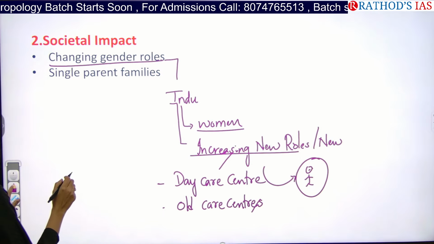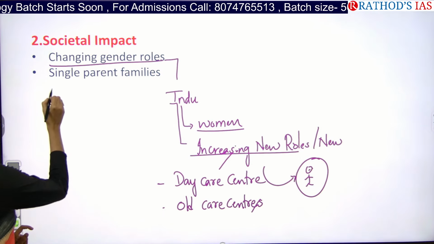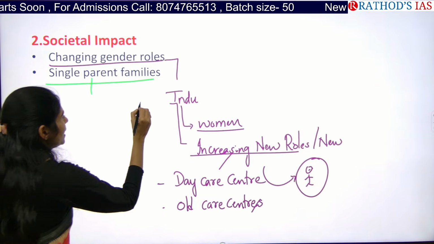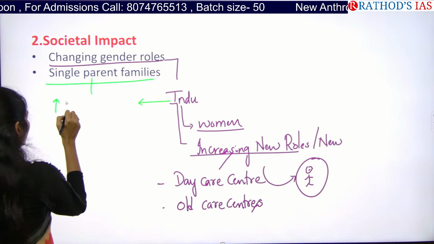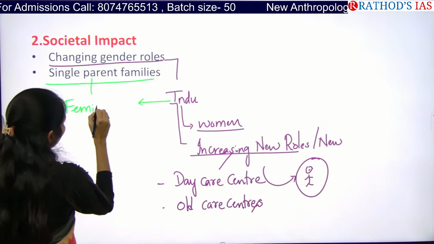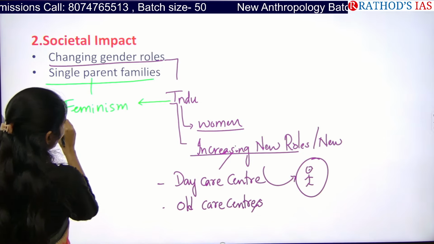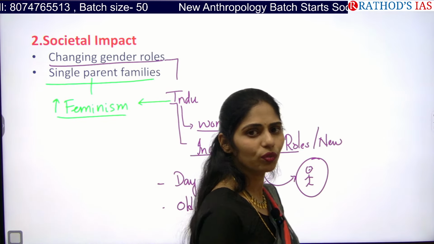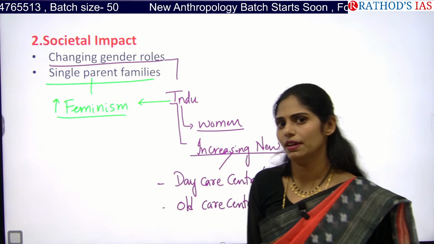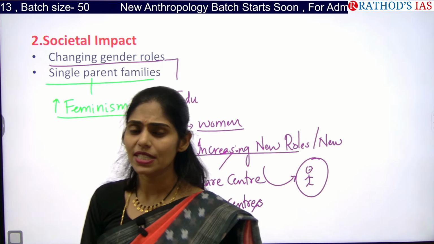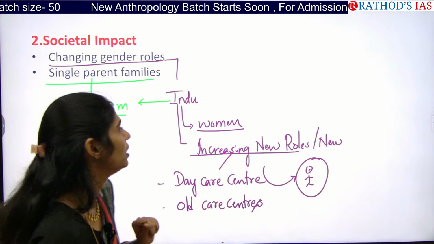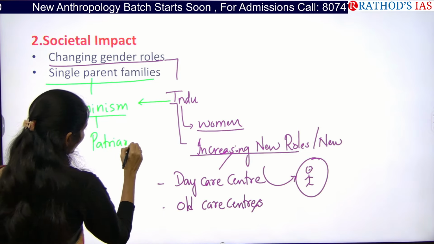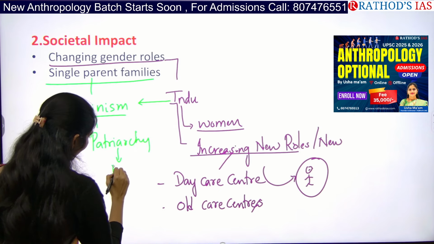And the next one here is the increasing of single parent families. Because of industrialization, there is increased feminism. Feminism is not a negative concept. It is nothing but women fighting for equal rights on par with men. That is called feminism. In this patriarchal society, you know what patriarchy is? Patriarchy is nothing but a male dominant society.